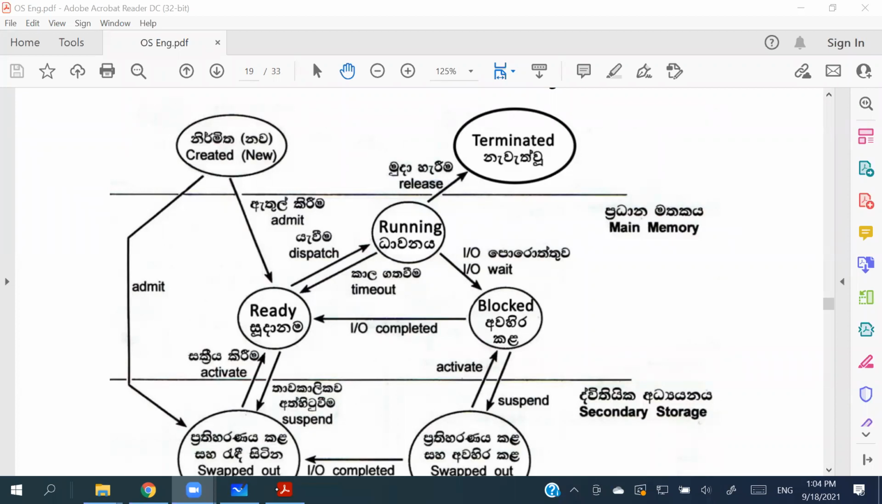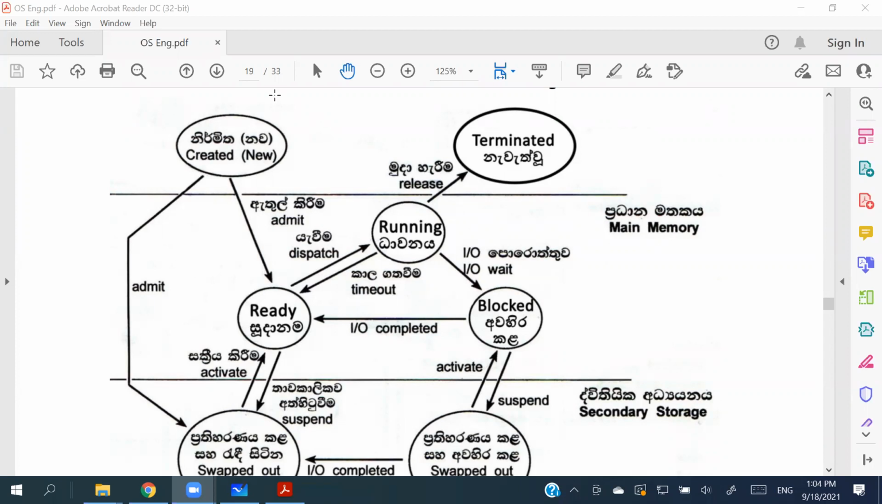Right. So we discussed the process states and the process transition diagram, and we are going to talk about how this is going to be drawn. Right. Now you know about the states.